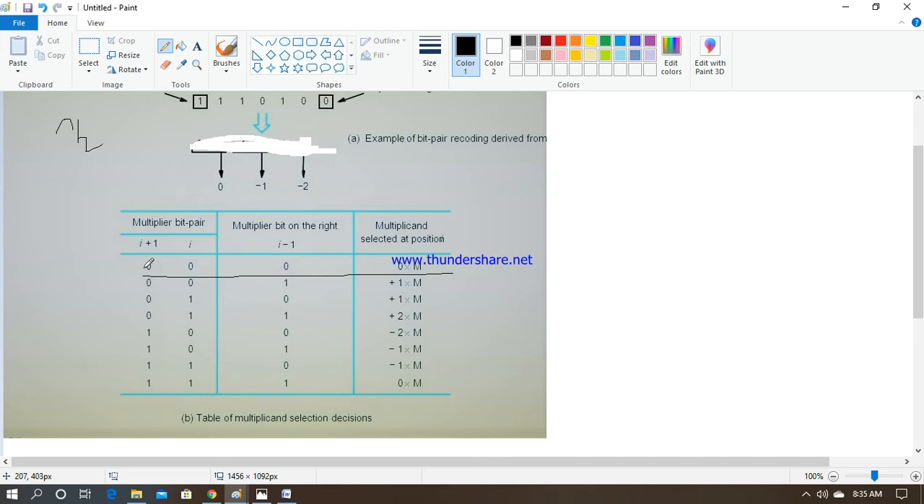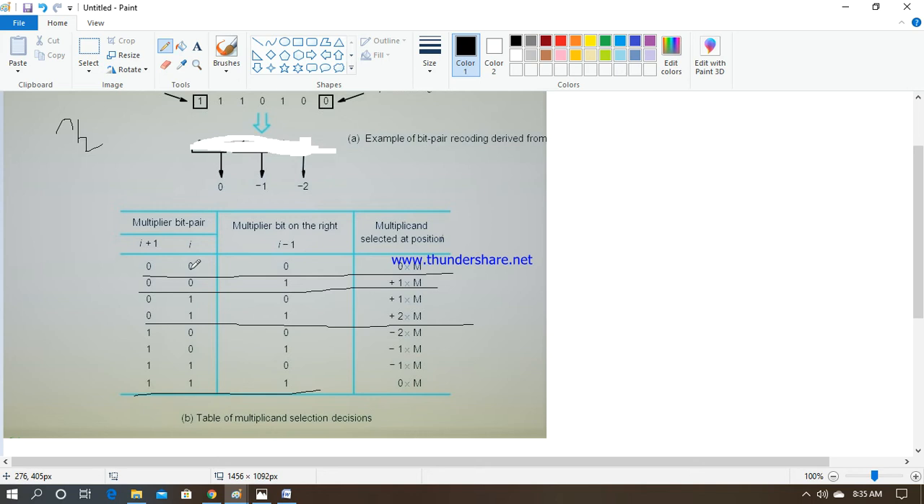So here are I plus 1, I, and I minus 1. 0 0 1 gives plus 1 into M, and there will be 8 values like this. 0 1 0 gives plus 1 into M, and 0 1 1 means plus 2 into M. 1 0 0 means minus 2 into M, 1 0 1 means minus 1 into M, and 1 1 0 means minus 1 into M. At last, 1 1 1 means 0 into M. We have to apply these results when we go for bit pair recoding.